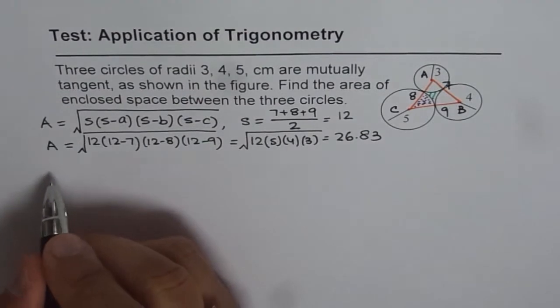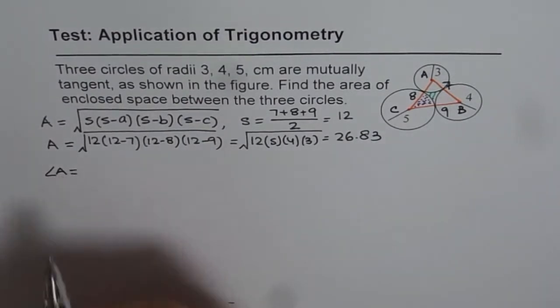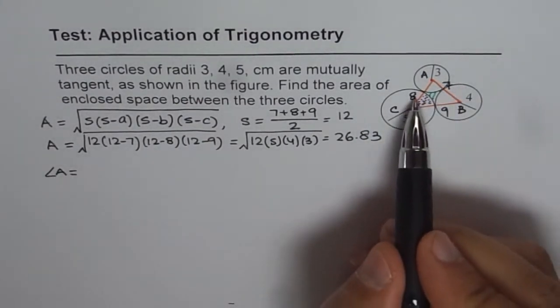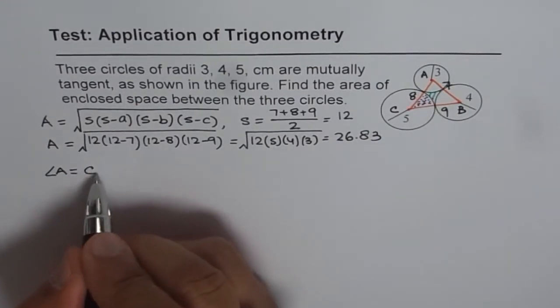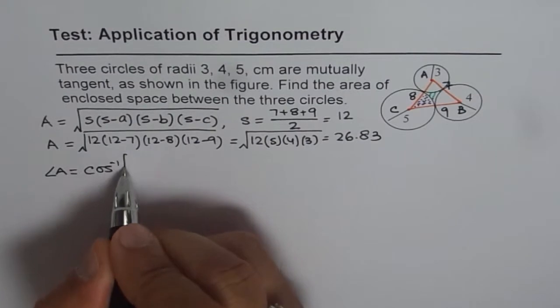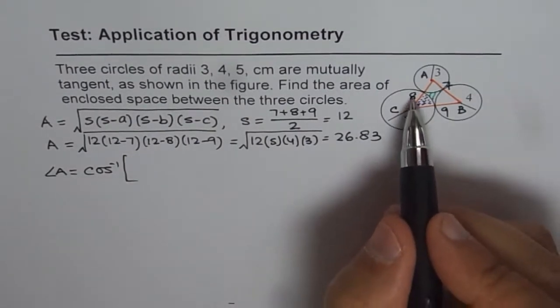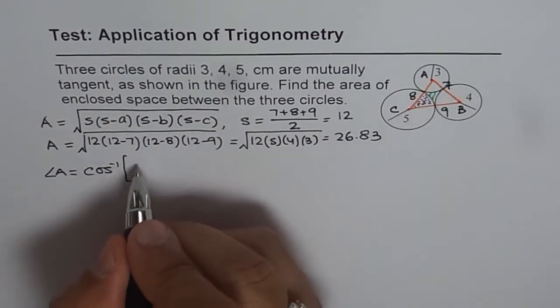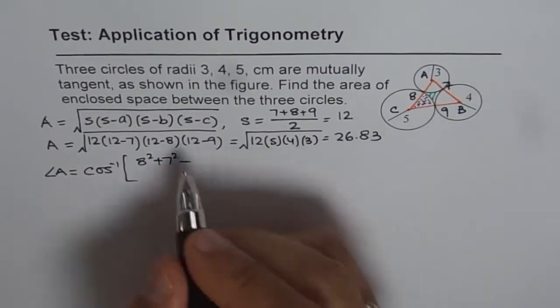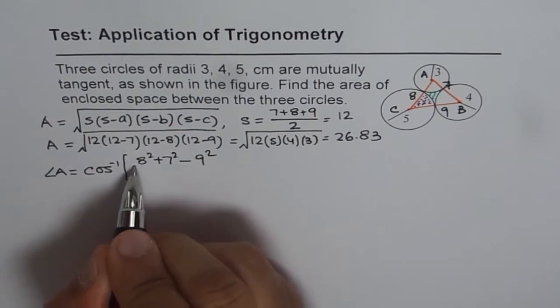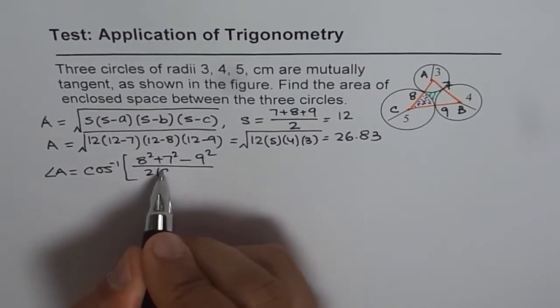So angle A should be equal to, using the cosine law, cos inverse of the squares of these two sides added. That is 8 squared plus 7 squared minus 9 squared, the opposite side, divided by 2 times 8 and 7.